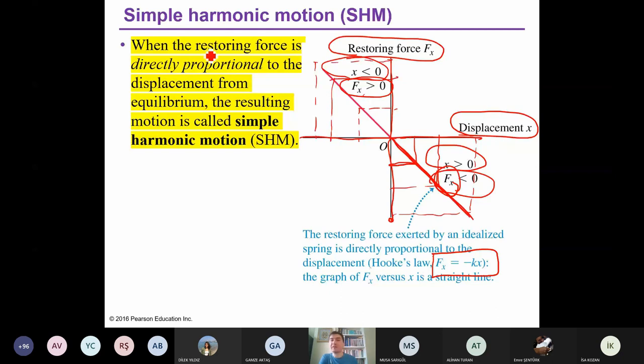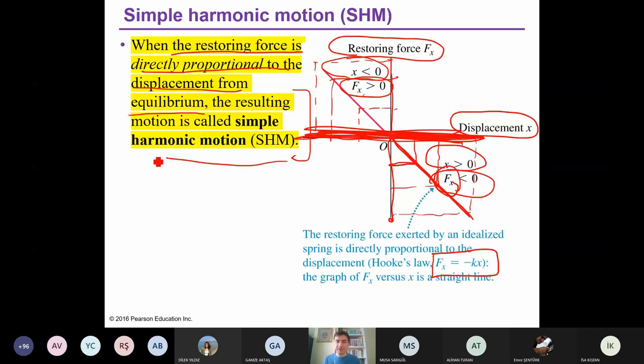For this condition, we have a motion. The glider is moving back and forth between positive x and negative x, positive amplitude and negative amplitude. This motion is called simple harmonic motion. So you see, the definition of simple harmonic motion is very simple. Nothing new here for you. Then let me define the acceleration in simple harmonic motion.